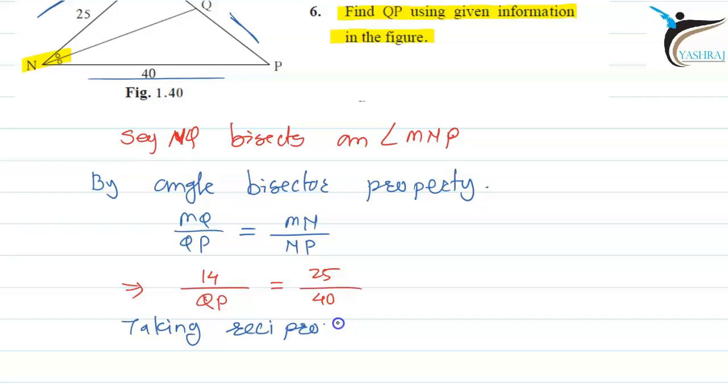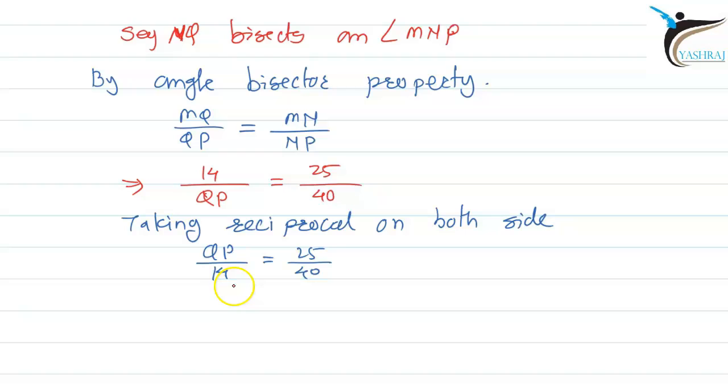How to get the reciprocal of any rational number? Interchange the numerator and denominator of the given rational number. Taking the reciprocal on both sides, we get QP divided by 14 equals 25 divided by 40. For finding the QP value, shift the 14. We get QP equals 25 into 14 divided by 40.